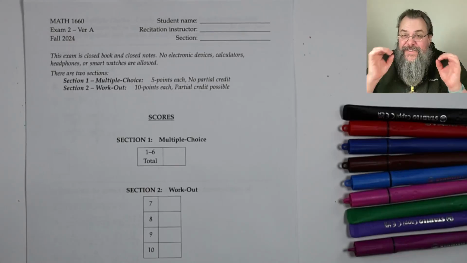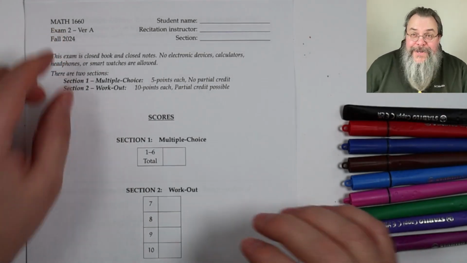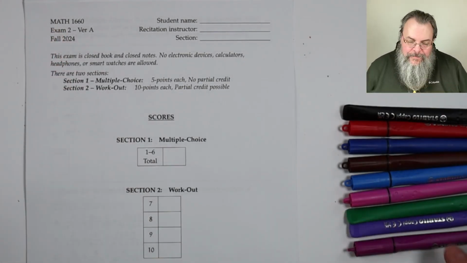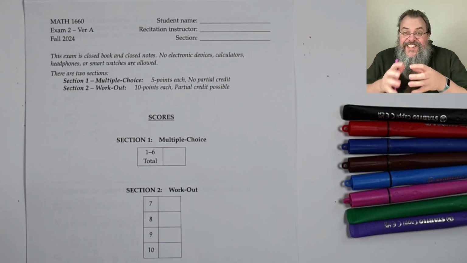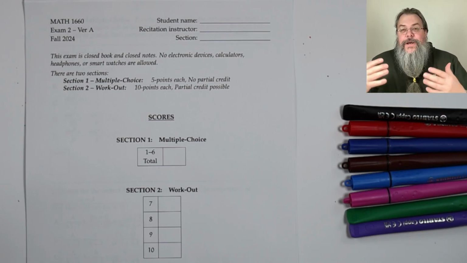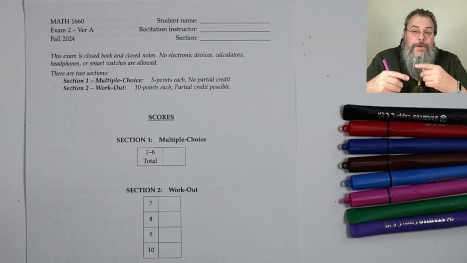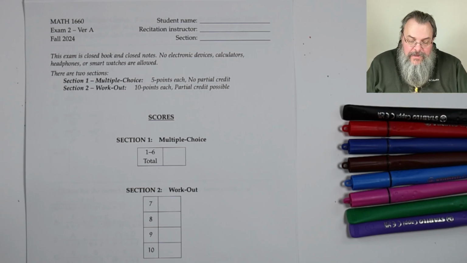So we have ourselves a very beautiful, very lovely exam. This is Calc 2. Locally, we call this our Math 1660. And it's the exam 2, meaning we're going into the techniques of integration. That's right. We're practicing our integration. That means algebra, trigonometry, learning to rewrite things. It's going to be a lot of fun.